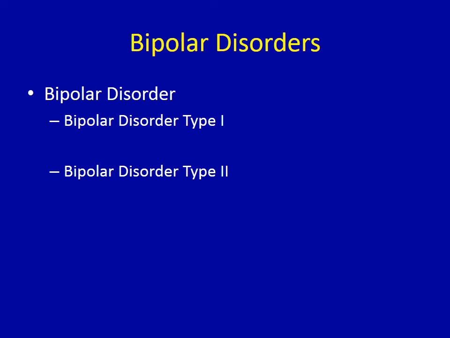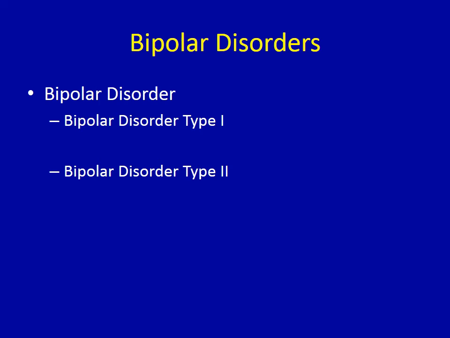So if an individual has ever met criteria for a full episode of mania, they would not receive a diagnosis of bipolar disorder type 2. A more appropriate diagnosis would be bipolar disorder type 1. If they've only experienced episodes of hypomania, they also need to have experienced an episode of major depression in order to receive a diagnosis of bipolar disorder type 2.